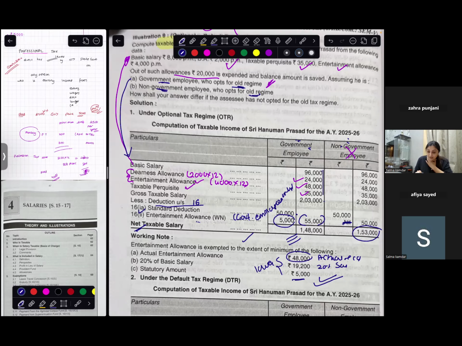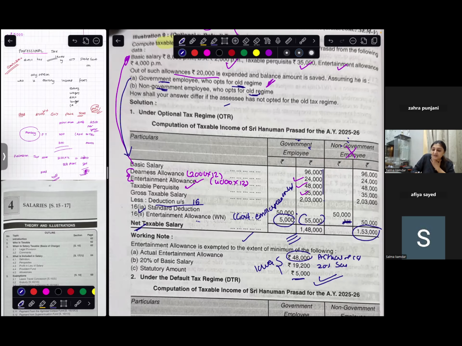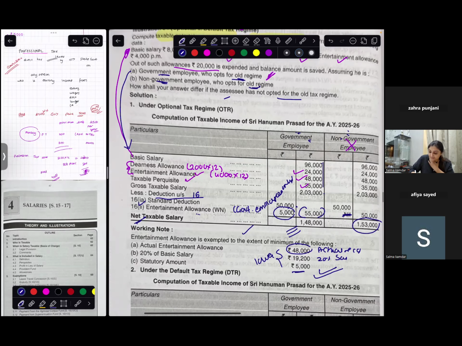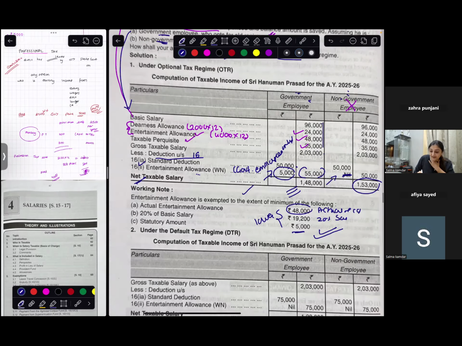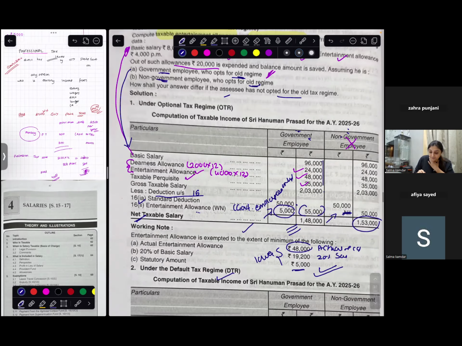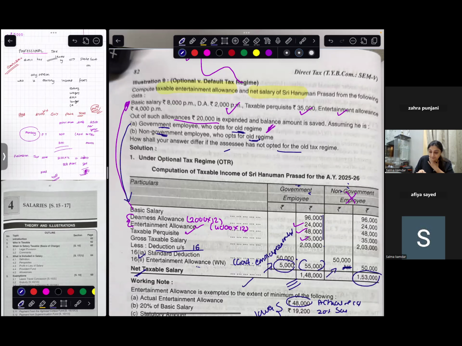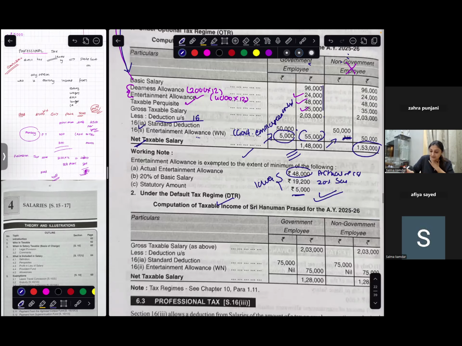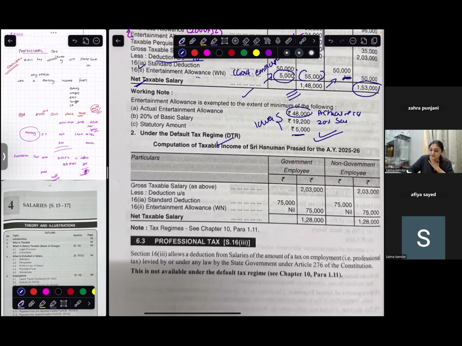Will the answer be different if he opted for the old tax regime? Which regime is this? Old. Okay. Default tax regime, how much? What is default tax? This new one. Okay. The new one, the standard deduction instead of 50 would be 75,000.